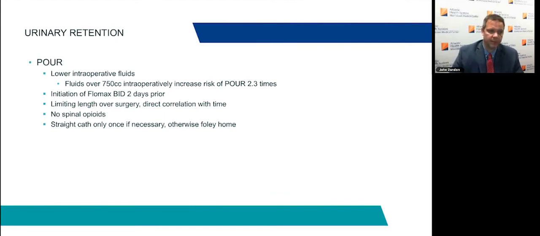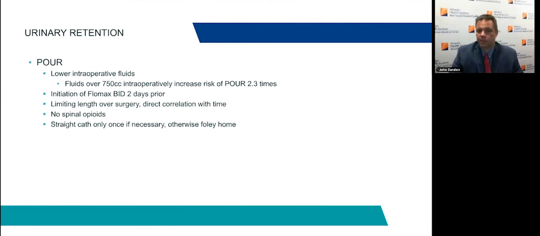Limiting length of surgery, there's a direct correlation with time. As you start to get over an hour with these total joints, your risk of post-op urinary retention starts to go up. So you really need to be efficient with these patients so you don't run into these things. No spinal opioids, that's a big no-no. You obviously keep morphine out of the spinal.